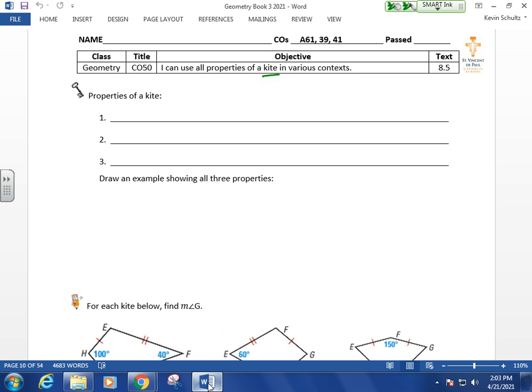There are no pairs of parallel sides. The kicker is I have to post this one because Monday did not go well at all. So, whew. All right.